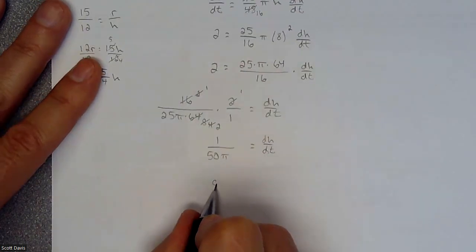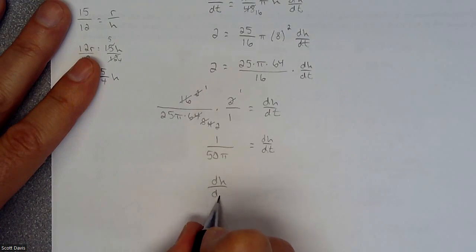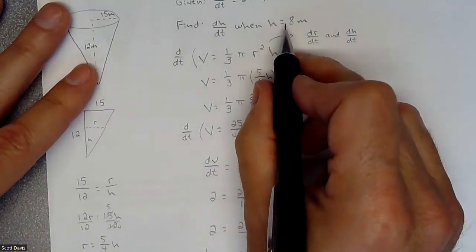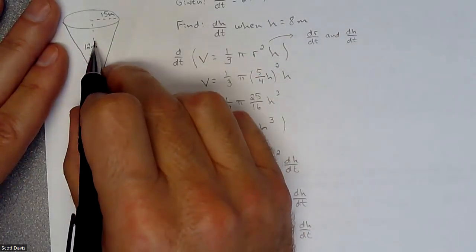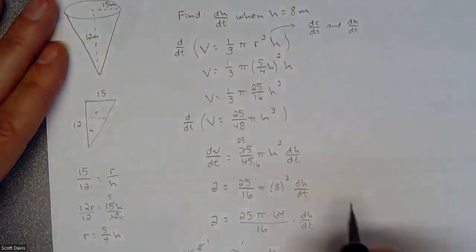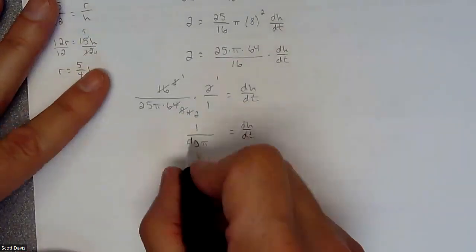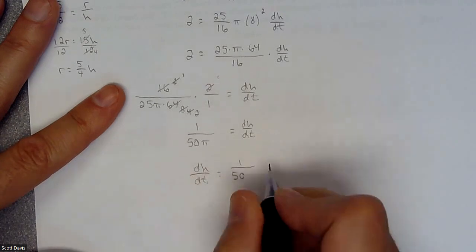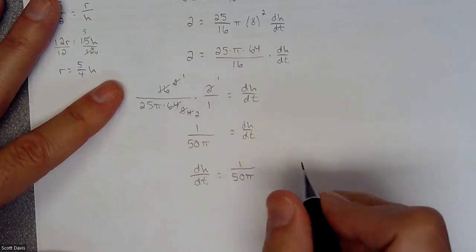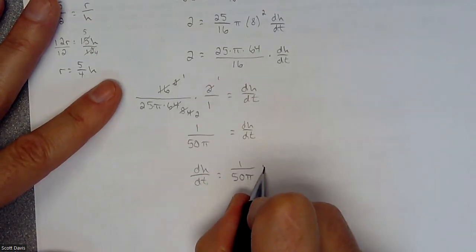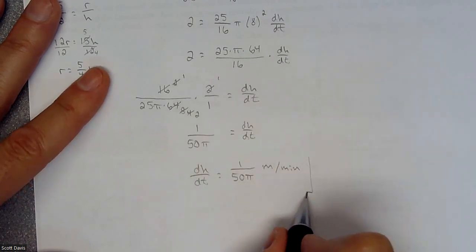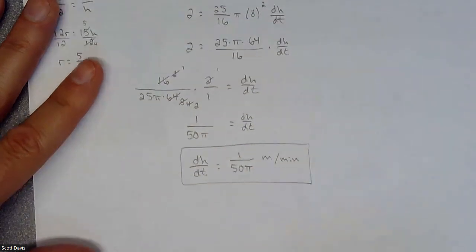So let's organize this. So our change in our height with respect to time at this instantaneous moment when the height is 8, the change in the height is 1 over 50 pi, and it is in meters per minute. And that is our rate at which the height is changing.